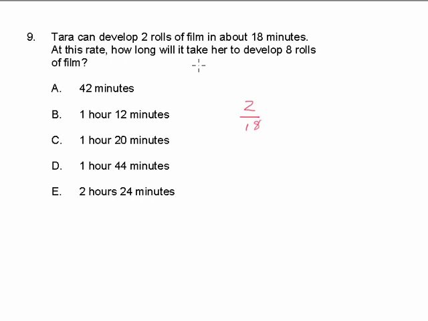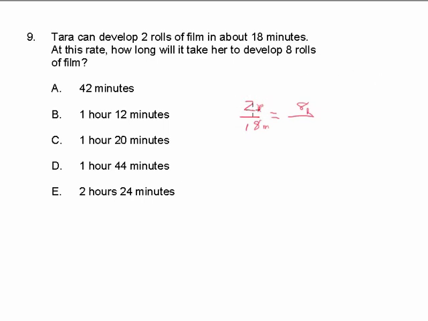The question wants us to know, if we have this information, then how long will it take to develop 8 rolls of film? Well, let's make this proportion equal to 8 rolls of film. So we have 2 rolls of film on the top, 18 minutes on the bottom. Let's just call this 2R and 18 minutes, okay? Keep in mind, on your comparisons, your units have to match. We have 2 rolls here, and you have to keep the rolls on top.